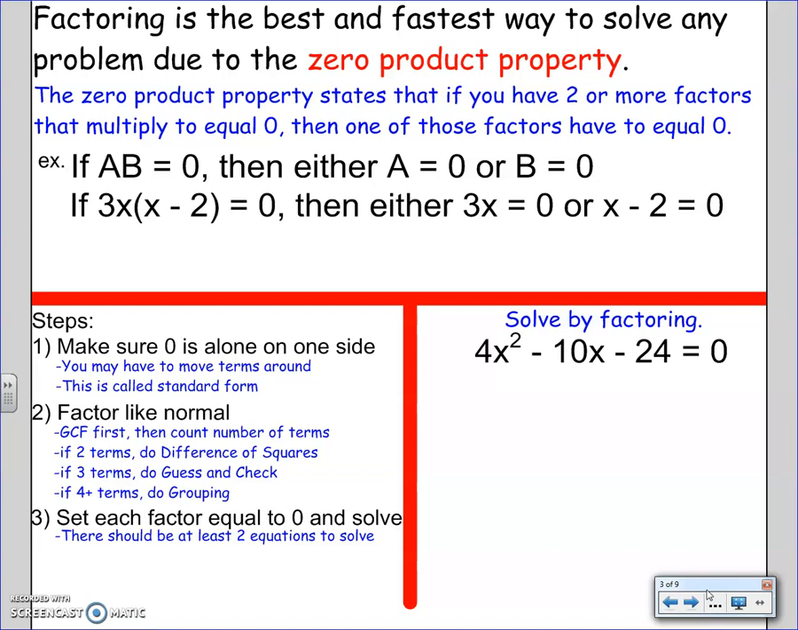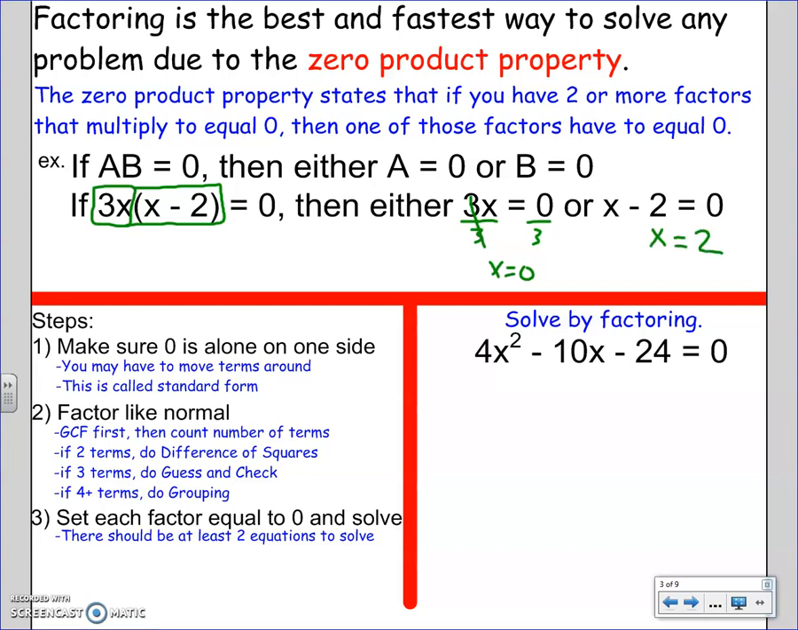A more common example would be this: if 3x times (x minus 2) equals 0, then either this first thing equals 0, and the parentheses can be whatever it wants, or the second thing equals 0 and the first thing can be whatever it wants. Alright, so I'm going to solve those. If I divide both sides by 3, I get x equals 0. That's one answer. If I add 2 over here, I get my second answer.